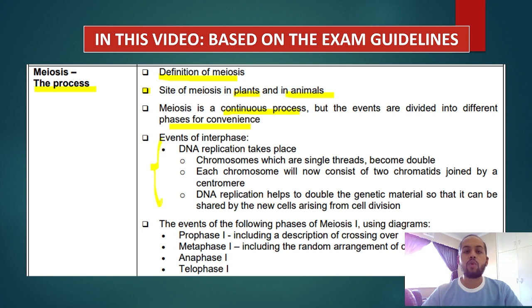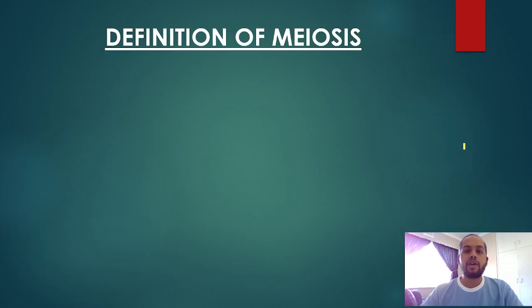We'll describe all the events that occur in interphase. We will then look at the events following the phases of meiosis I using diagrams. We will describe prophase I, metaphase I, anaphase I, as well as telophase I. Firstly, let's try to define the entire process of meiosis.